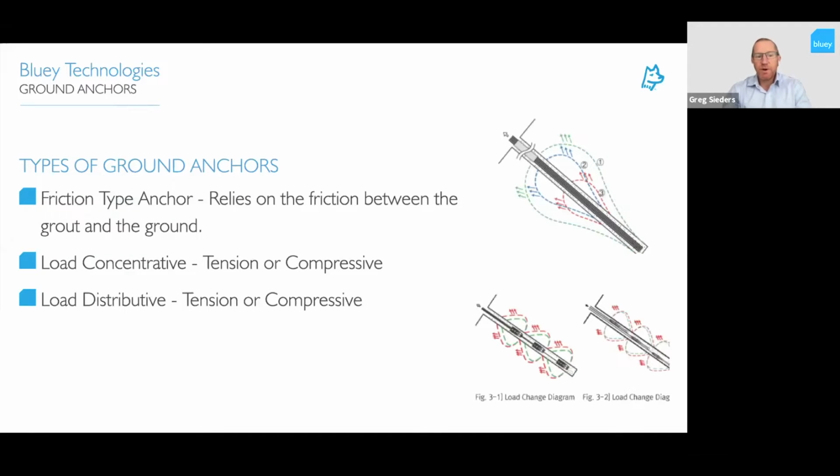So the type of ground anchors, typically it's a friction type anchor, and this relies on the friction between the grout and the ground to apply the forces. There are two different types: load concentrative anchors and load distributive anchors. I'll cover in the next slides how the load is transferred into the grout and the soil and why they're used for these applications. Both load concentrative and distributive anchors can be a tension or compressive type anchor for the load transfer.